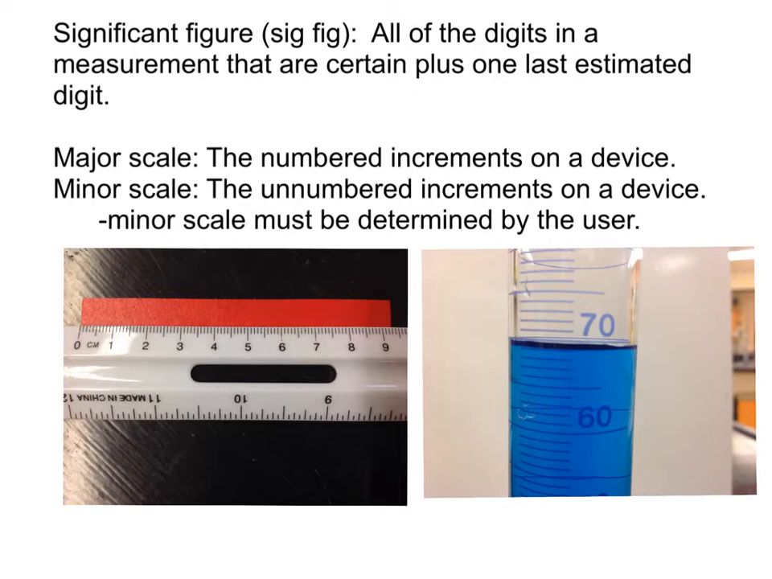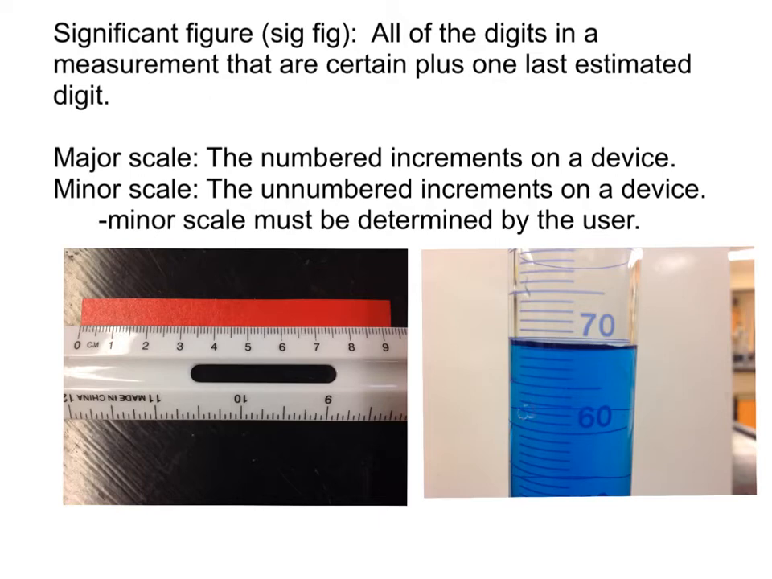So to determine that, we have to have major and minor scales. Everything has at least major scales. A lot of things have minor. A major scale is a numbered increment on the device. For this ruler, 0, 1, 2, 3, 4, 5. For this, 60, 70, 80, etc. So the major scale on our ruler is 1 centimeter. The minor scale would be those unnumbered increments that split the area between the major scale. We can see that these are tenths of centimeters on the ruler. And if you take the time to count between 60 and 70, you see there are 10 markings. They are a 1 milliliter minor scale.